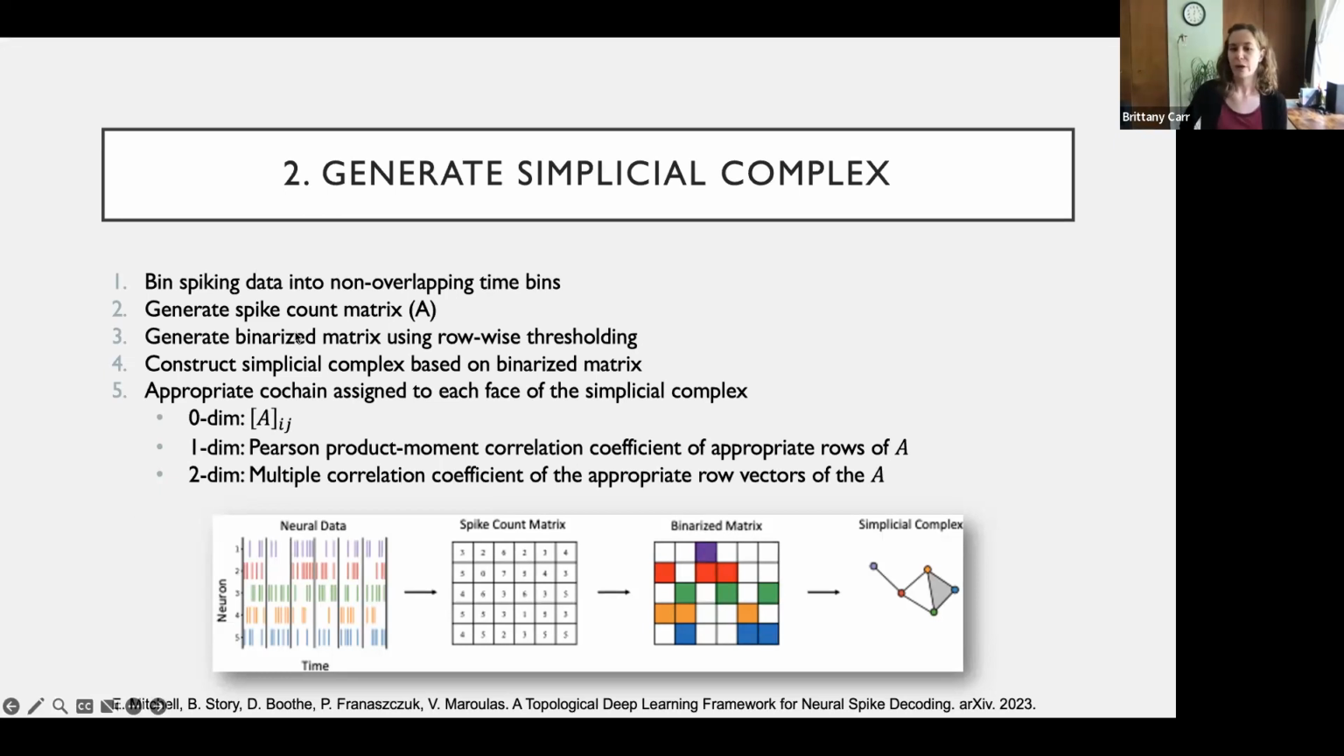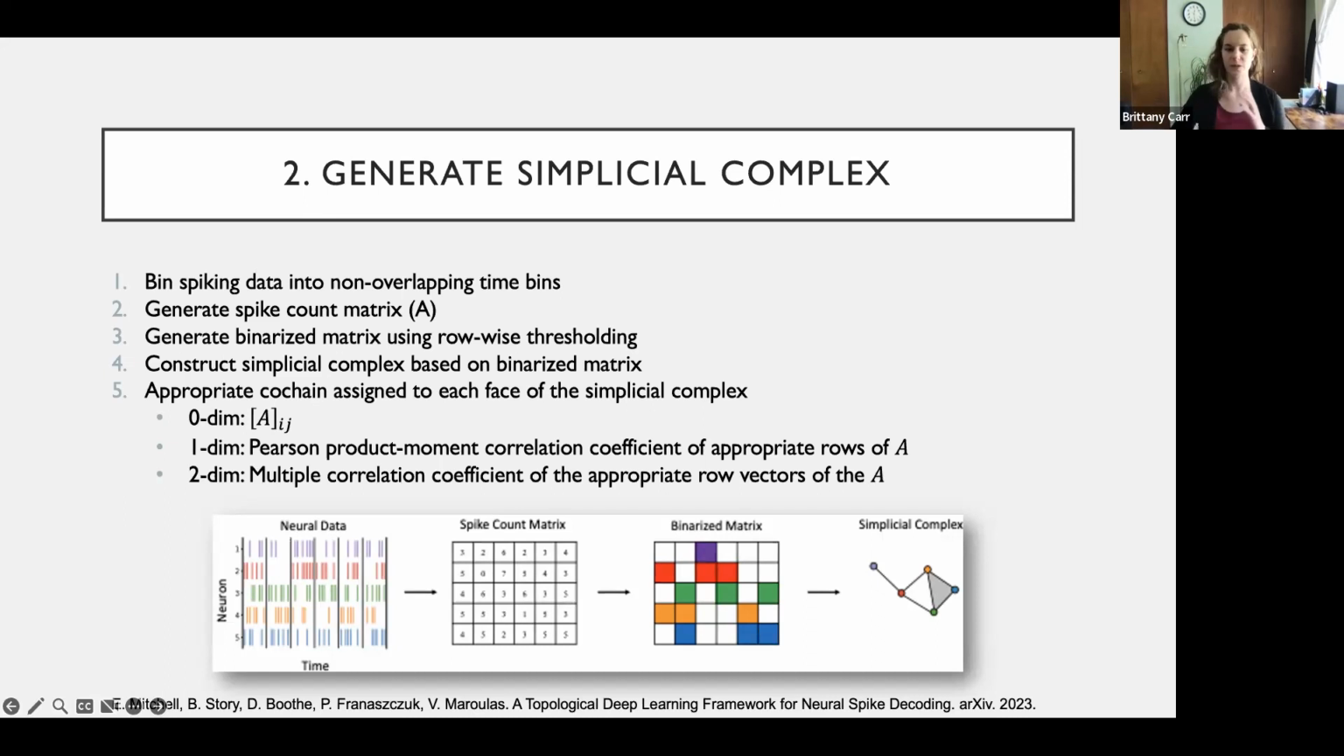Then I'm going to do some row-wise thresholding in order to get my binarized matrix. Certain neurons are going to fire more often than other neurons, just based on their normal activity. So we want to reference the neuron itself to see if it's firing a lot, instead of just referencing the entire firing structure of your brain. We do this row-wise by looking at how much this neuron is firing compared to how it normally fires. From there, we can come up with this binarized matrix, which allows us to put a 1 anytime we have sufficient thresholding and a 0 anytime we don't. And then, second to last but not least, we can construct our simplicial complex.